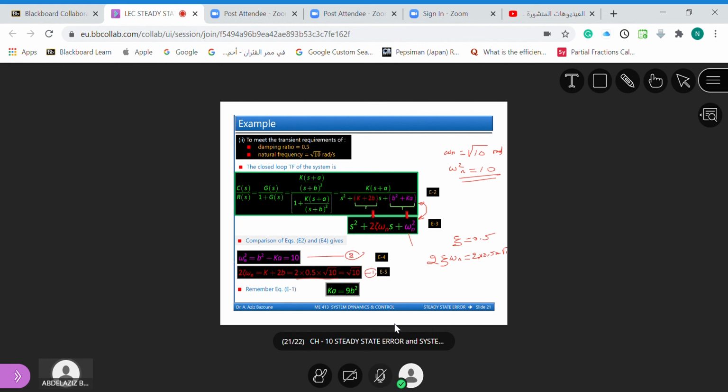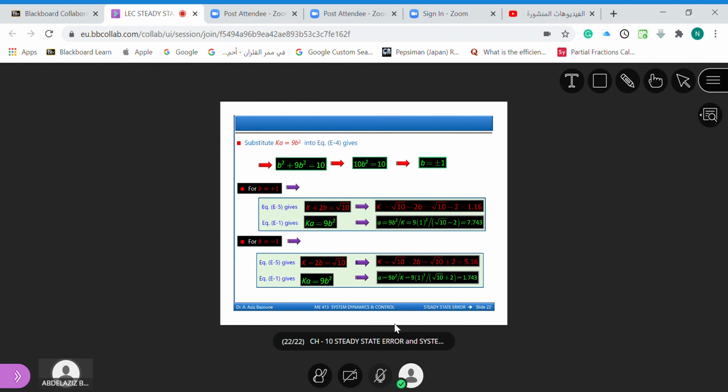Now we need to solve these three equations simultaneously. If we have Ka equal to 9b squared from the previous equation number 1, and we substitute it into equation number 2, we'll get b squared plus 9b squared, which will be 10. And 10b squared will be 10. So b will be plus or minus 1.